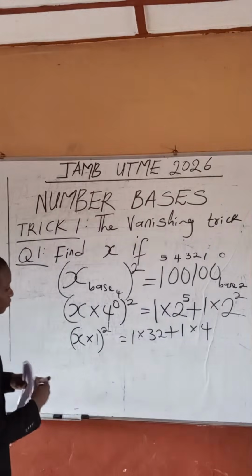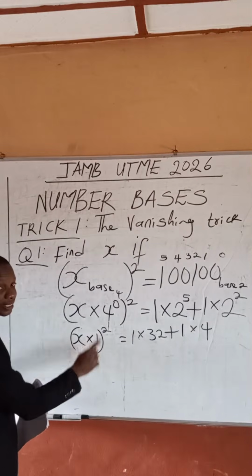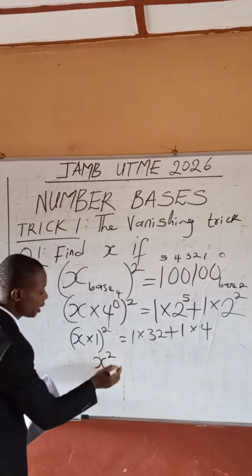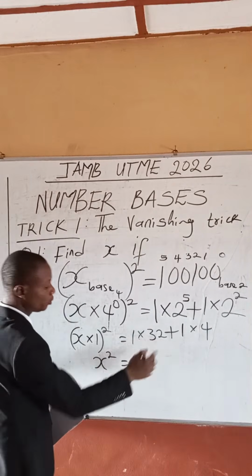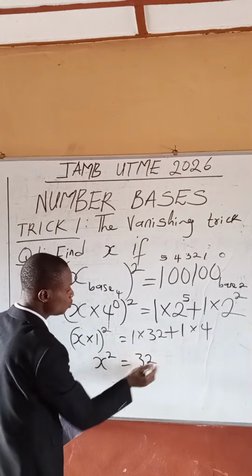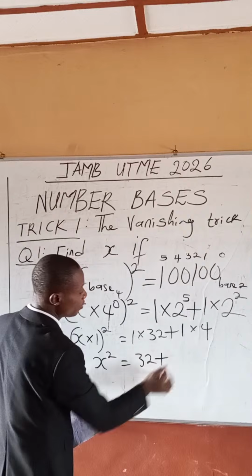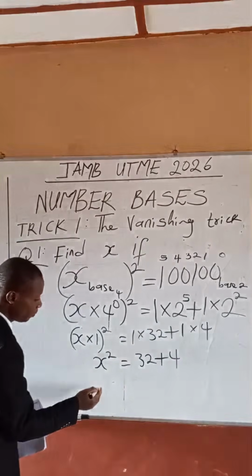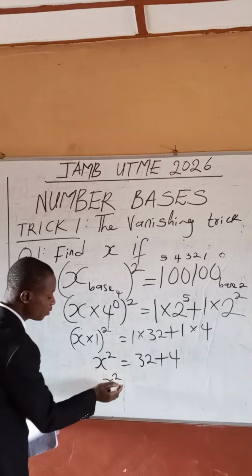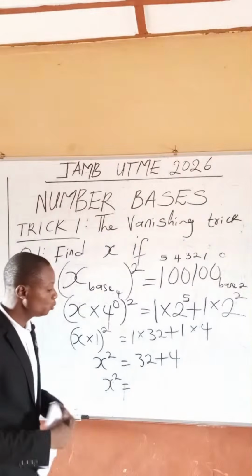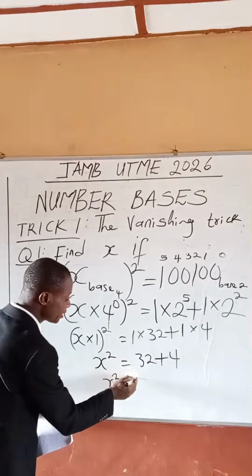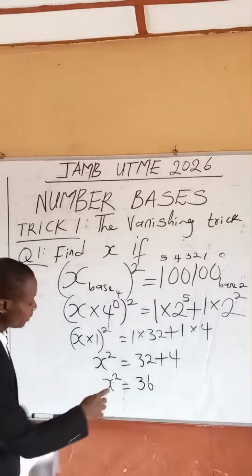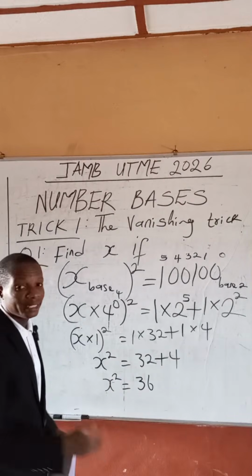So the next space we are already aware, x times 1 is x, which means we end up having x squared here. Then 1 times 32, obviously, is 32. And here we have 1 times 4, which is 4. So what's the implication? x squared is equal to 32 plus 4, which is 36, with no doubt. So if the square of x is 36, then what is x?